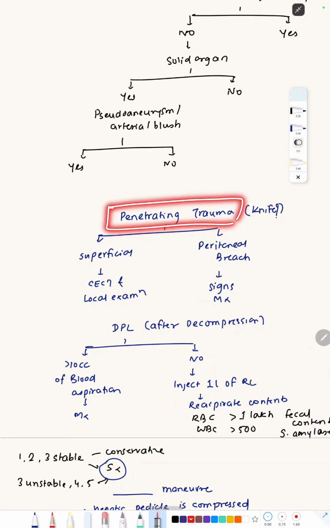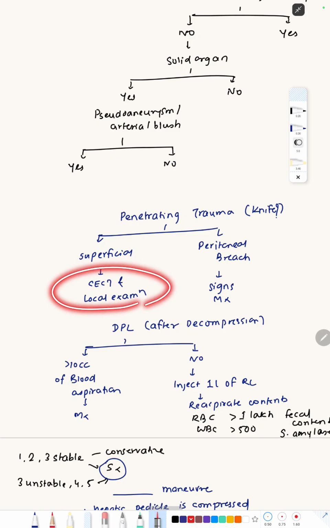Now, what about a penetrating trauma patient? In a penetrating trauma patient, sharp objects like a knife can be used. Very important is that you should not remove these objects, because they act as a seal for the perforation. If there is a superficial perforation, that is above the level of the peritoneum, then CECT and local examination are done, and you manage the patient conservatively. If it breaches the peritoneum, look for the signs. So, what are the signs of breaching? Guarding, rigidity, right? Apart from guarding and rigidity, the omentum can be seen coming out, bile stains can be seen, and management for this patient is going to be laparotomy.